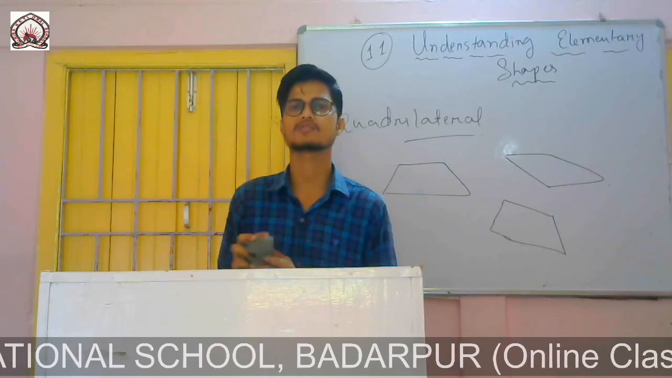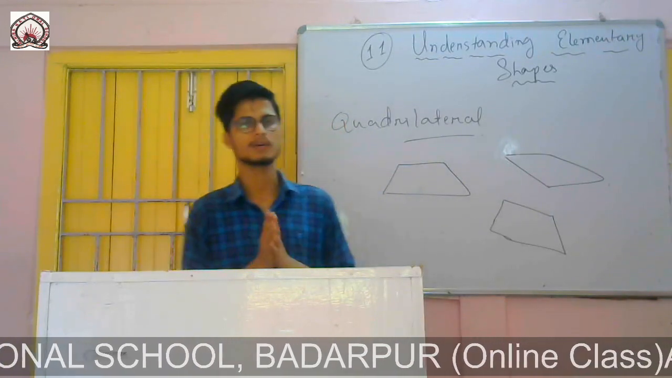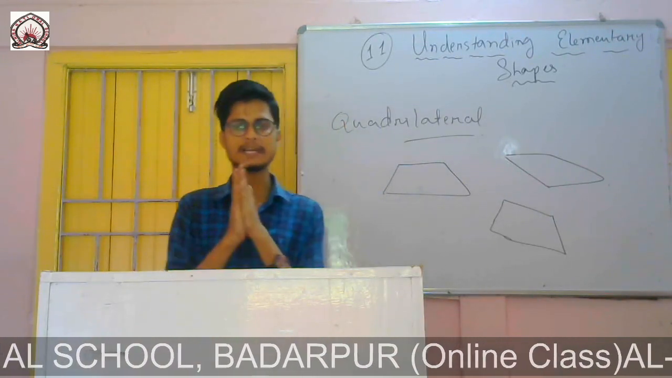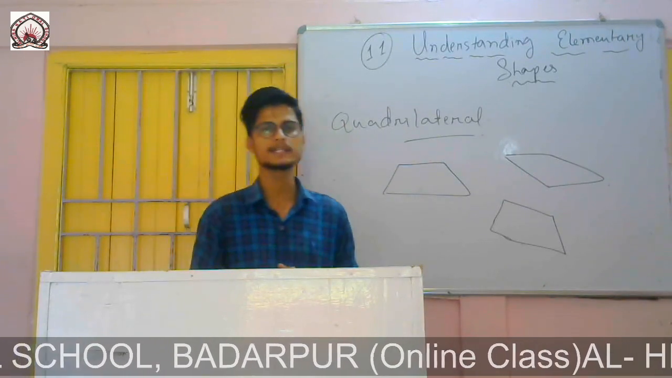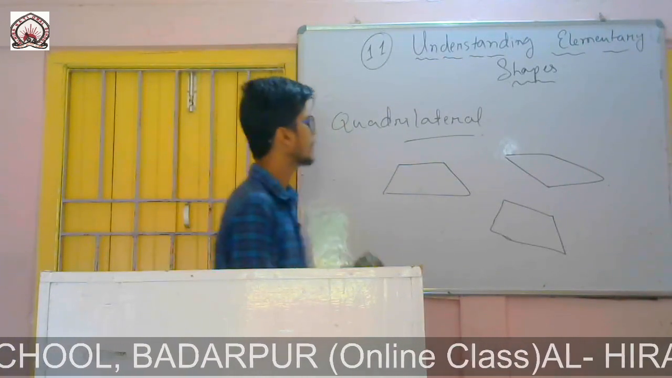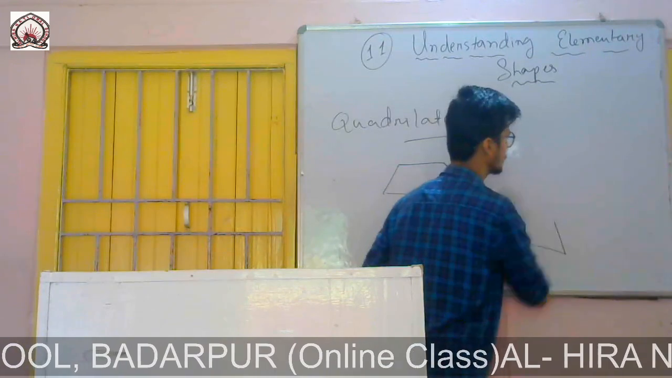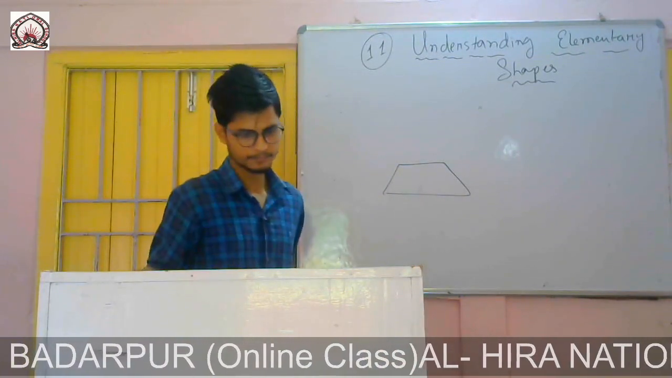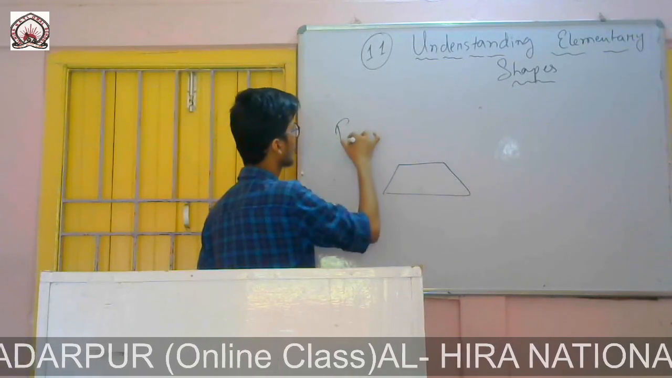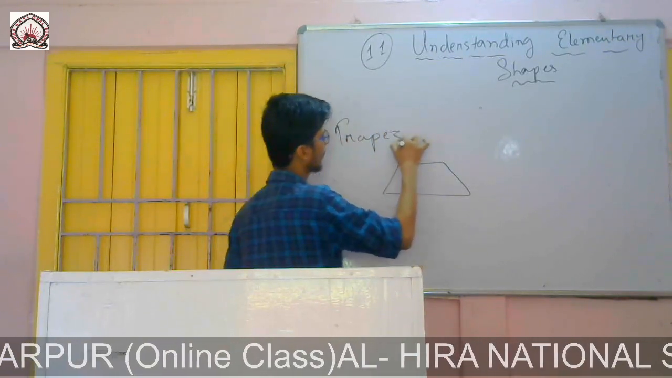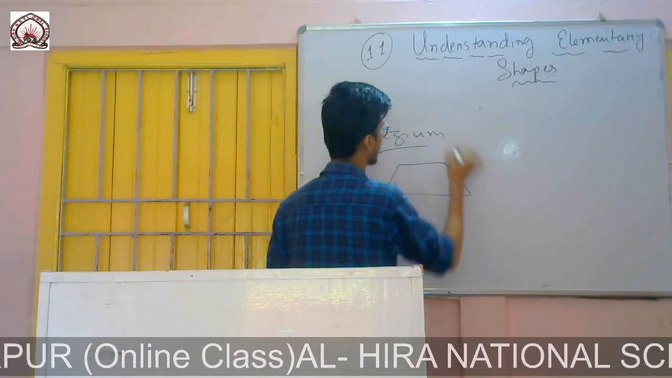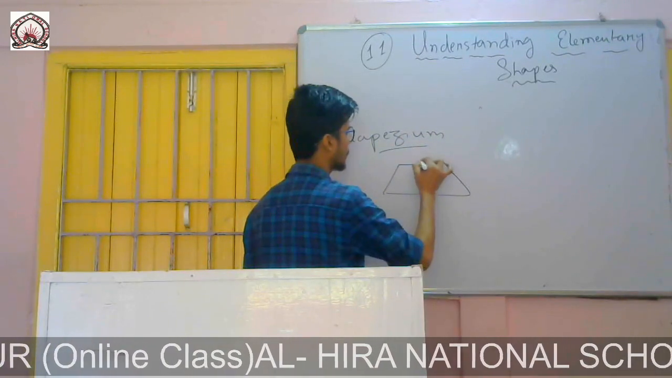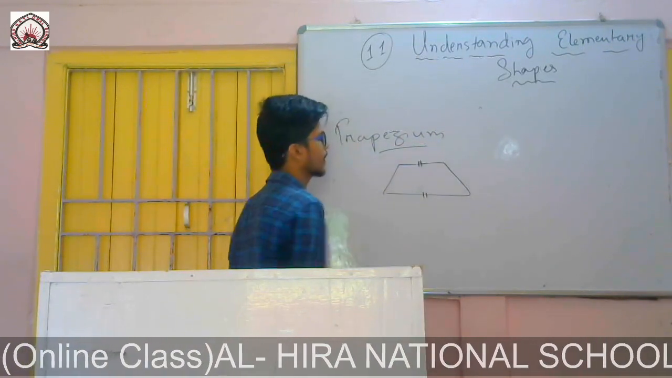So the first one is a trapezium. What is a trapezium? A quadrilateral with exactly one pair of opposite sides parallel. So this is a trapezium. It has only one pair of parallel sides.